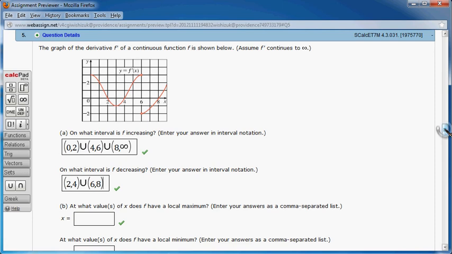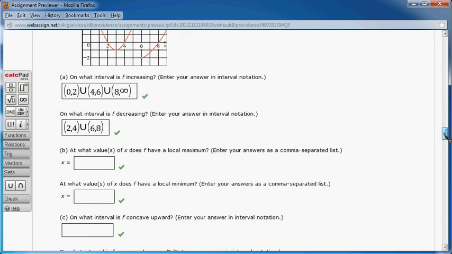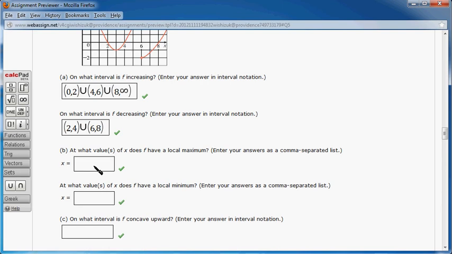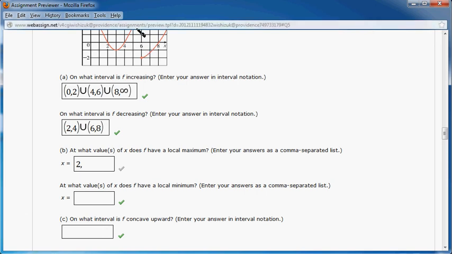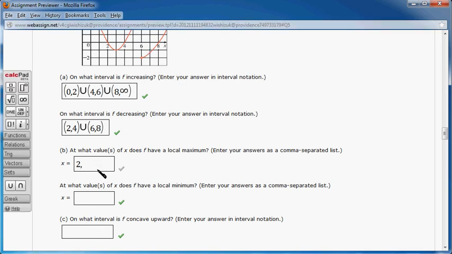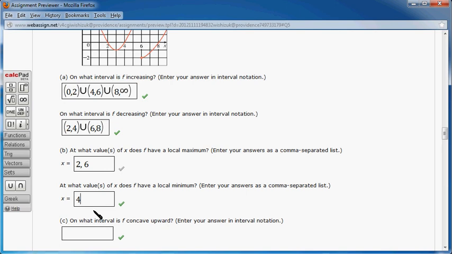Then we're looking for the local maximum, which means that the derivative has to go from positive to negative. So at 2, positive to negative. That's exactly what we're looking for, 2. At 4 it's negative to positive. At 6 it's positive to negative, so 6 as well. So put 6 there. Whoops, that's not where I want. Put 6 there. 8 is negative to positive. So you can see that 4 and 8 would give you a local minimum.